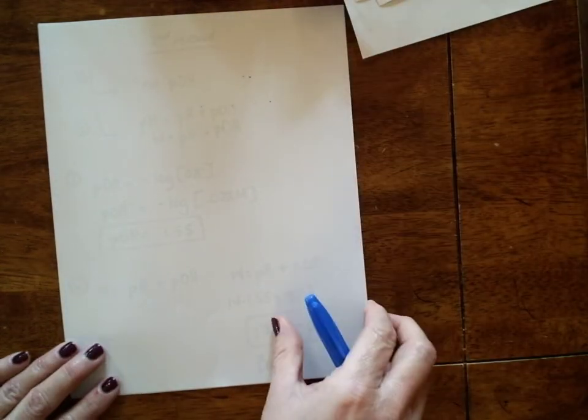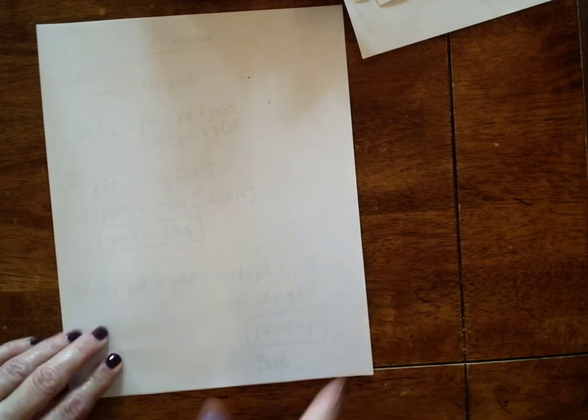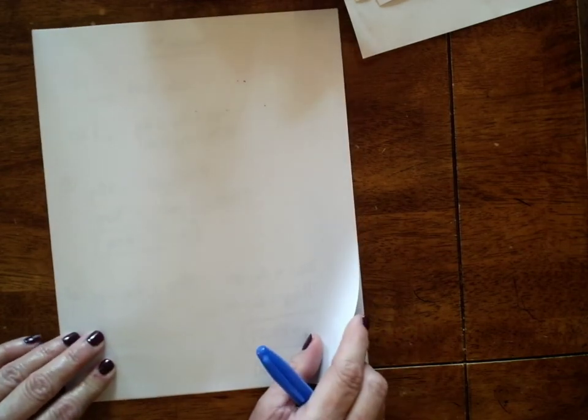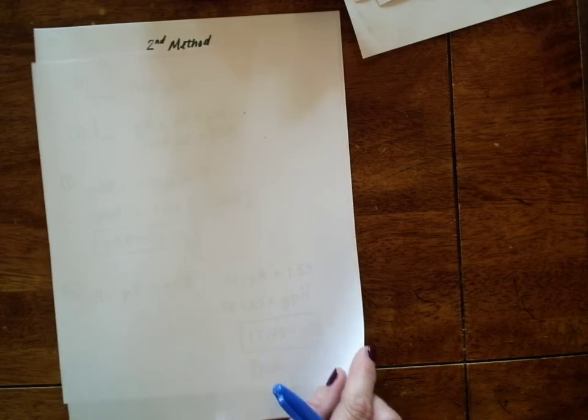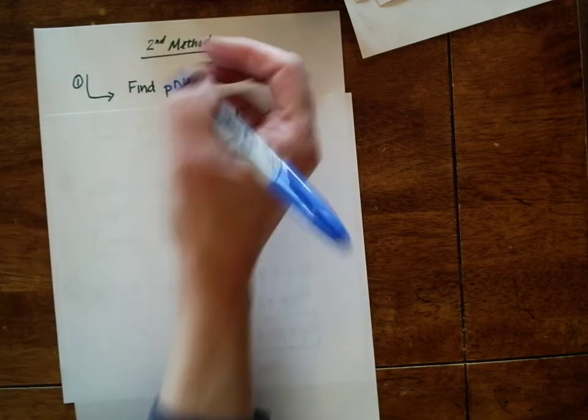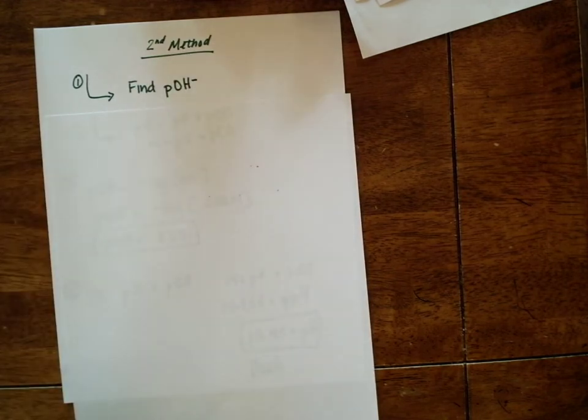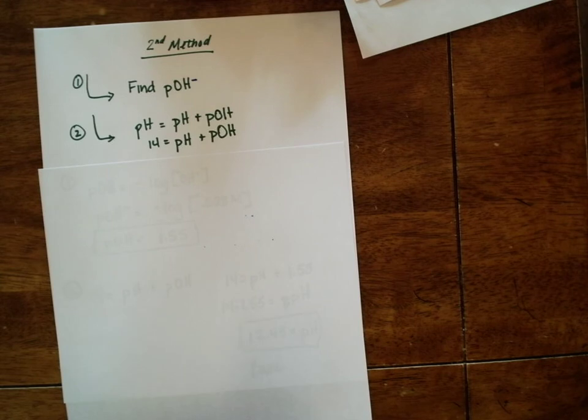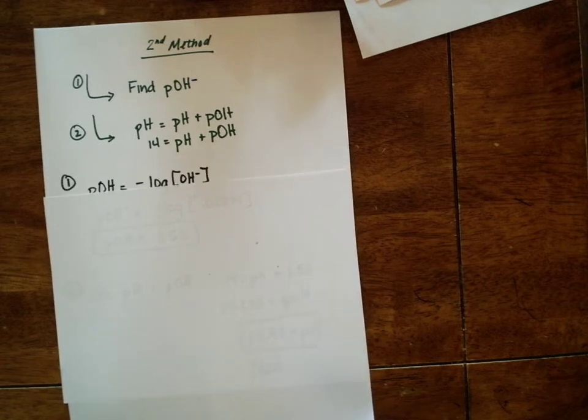Second method is a little different. And I don't care which one you use when you do these problems. Whichever one seems quickest to you or makes the most sense. The second method, I find my pOH, my quantity or concentration of hydroxide ions. And then I use that with my formula for finding pH, the 14 equals pH plus pOH. So let's see what happens when I do it that way.